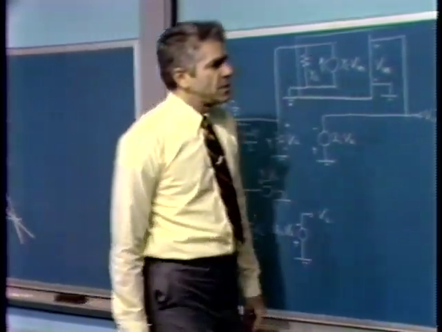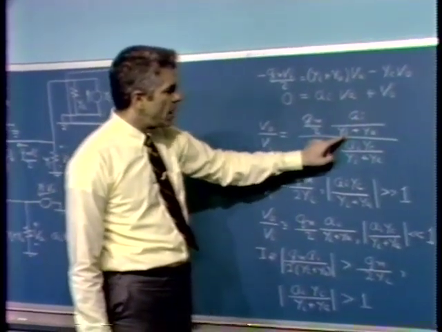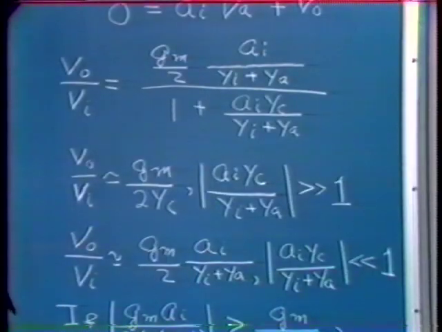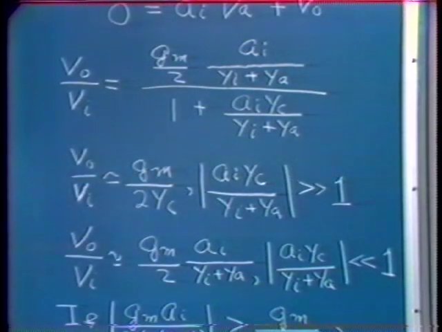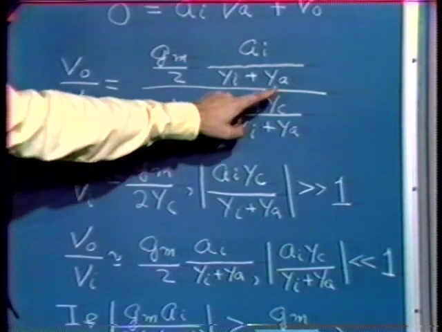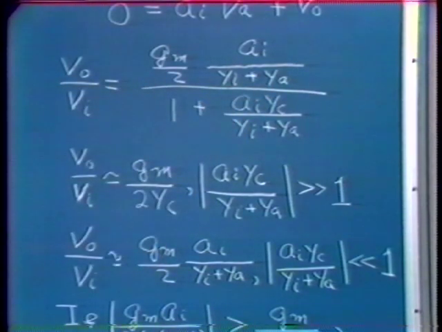So the physical significance of the quantity GM over 2 times AI over YI plus YA is that it's the open loop voltage gain of the operational amplifier with the minor loop disabled, but considering the loading that the output side of the two-port compensating network applies to the second stage. We see that because the quantity Y sub A appears in the expression.